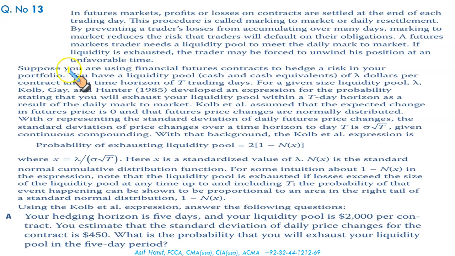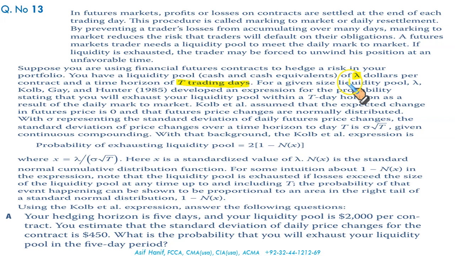Suppose you are using financial futures contracts to hedge a risk in your portfolio. You have a liquidity pool, cash and cash equivalents, of lambda. This is frequently used in physics. Lambda is dollars per contract, and a time horizon of T trading days. Lambda represents the dollars per contract. T is the trading days, the time horizon of trading, T days.